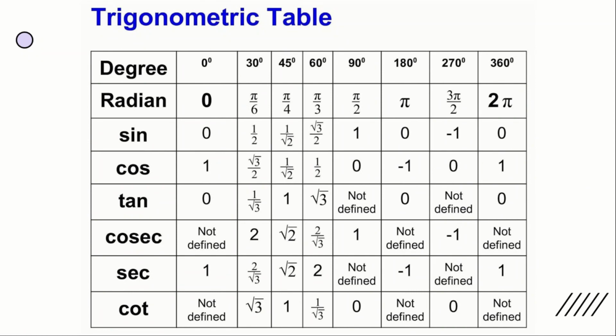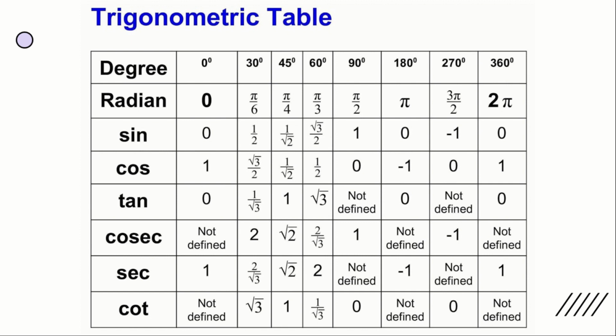So before going to the problems, first we have to understand the pi by 6, pi by 4, pi by 3, pi by 2 values of the trigonometric table. The degrees are 0 degree, 30 degree, 45 degree, 60 degree, 90 degree, 180, 270 and 360. We can learn it. The same form in radians: 0 degree is 0, 30 degree is pi by 6, 45 degree is pi by 4, 60 degree is pi by 3 and 90 degree is pi by 2 and so on.